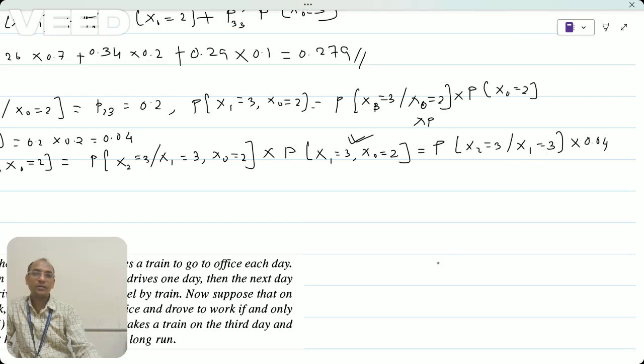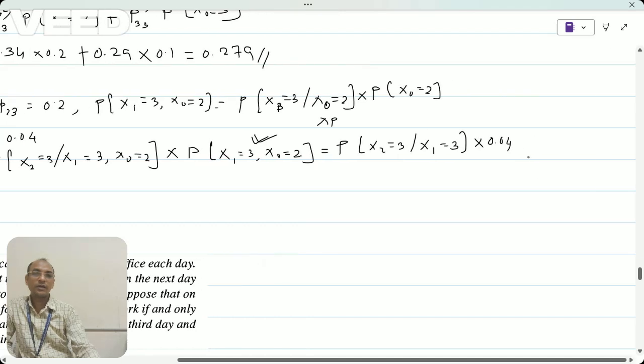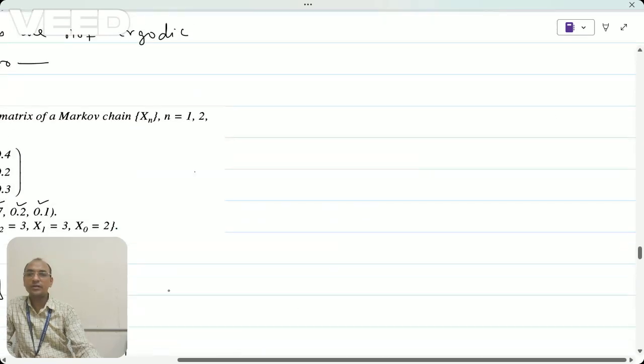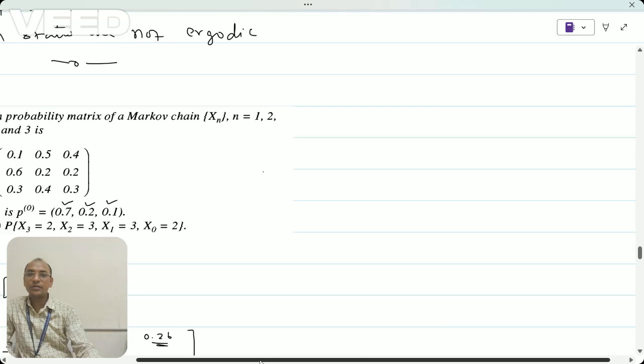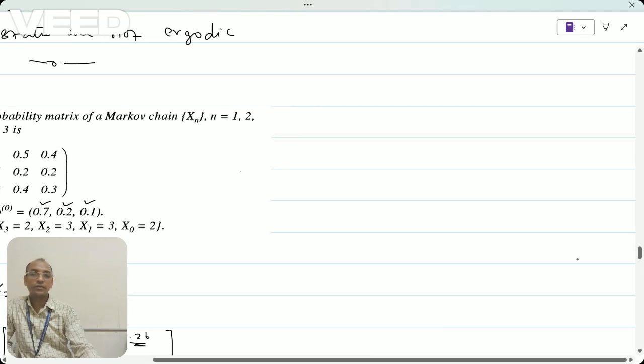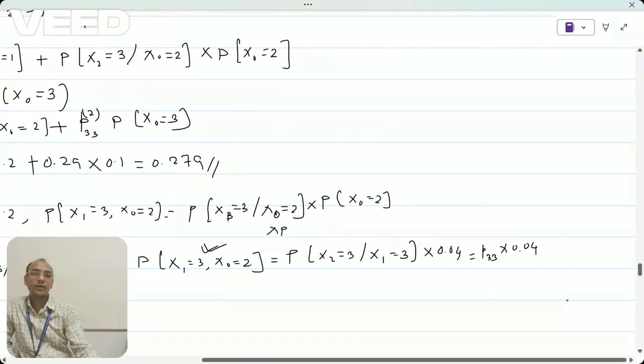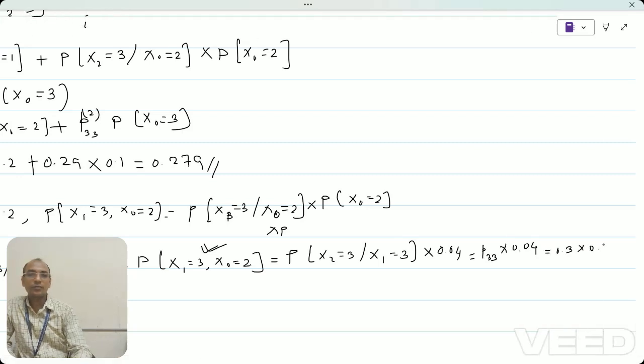And so finally we will have this one, this is P33. So we can have this one as P33 into 0.04. The P33 in the initial transition matrix is nothing but 0.3. And so we can get here 0.3 into 0.04, and so we will get 0.012. So this is the value of the second thing.